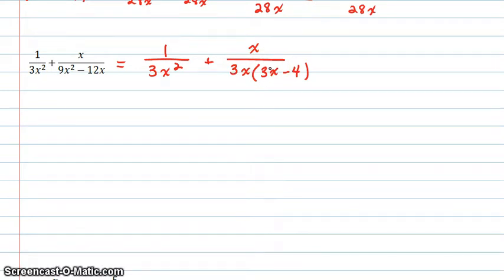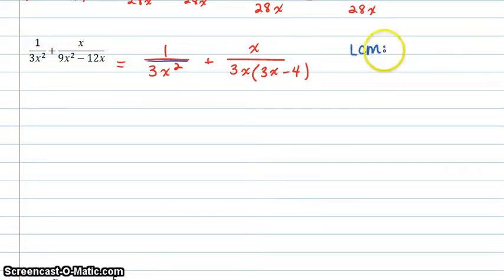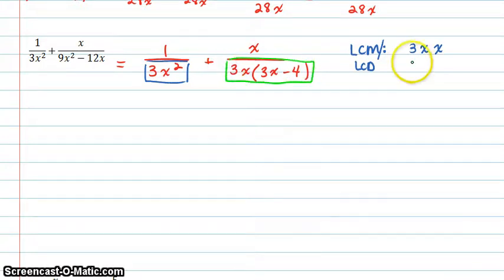Okay, I'm going to come along with another color, and in this separate color we're going to write off to the side that we're trying to find the least common multiple or least common denominator here. Okay, the least common multiple of the denominators. So we have in our first denominator here 3x squared. So that's 3 times x times x. And then in our second denominator, okay, we have 3 times x times 3x minus 4.